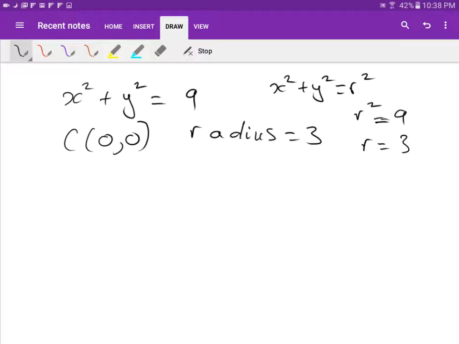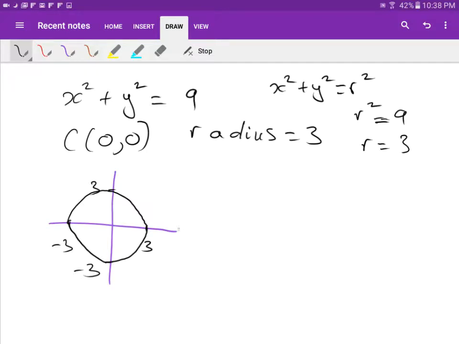To sketch this, this is what it looks like. It's exactly the same as the one I did earlier, except the radius is 3. That's all it is. So this is 3, and negative 3. This is x, this is y.